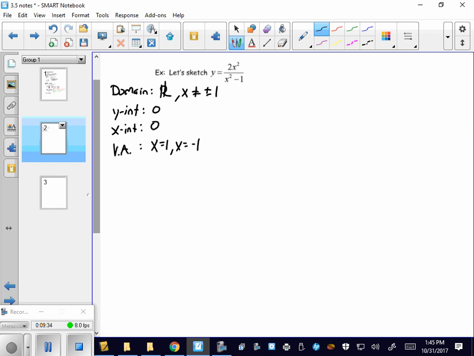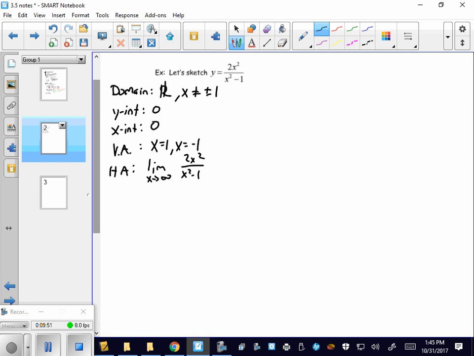Horizontal asymptotes. Okay, this thing is going to have horizontal asymptotes as we take the limit. So it's the limit as x approaches infinity of 2x squared over x squared minus 1.